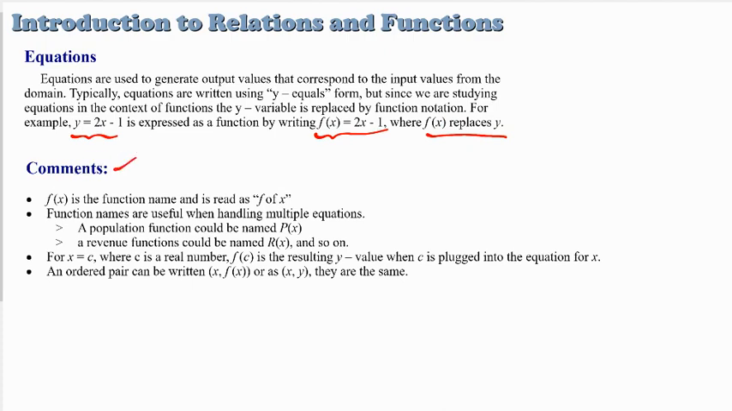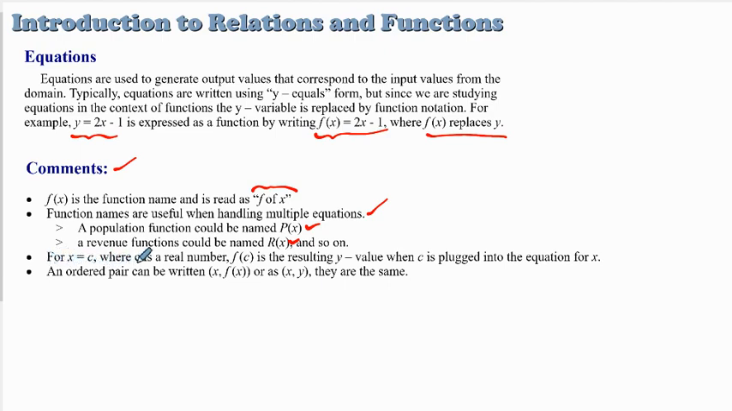Some comments that follow this description of equations: first, f of x is the function name, and as you've heard me say, it is read as f of x. The function name is useful when handling multiple equations. Instead of having multiple equations called y in a graph, one could be called P of x that represents population. Another could be called R of x that represents revenue. And having this different naming convention allows us to uniquely address what each graph represents and how to refer to it when having a discussion about the graphs.